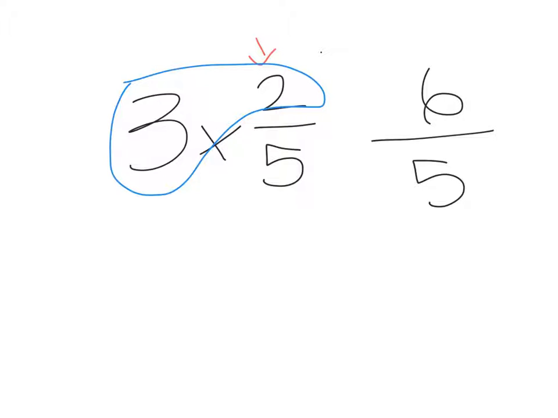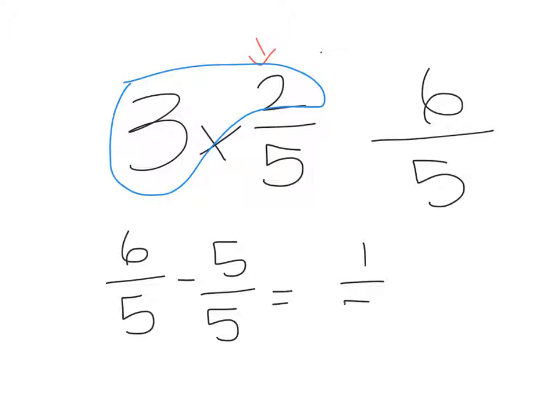Now, last time we did not need to change this improper fraction, or fraction greater than 1, into a mixed number. Today we need to. So we are going to take away a whole from our fraction. We will get 1/5. I'm going to circle a whole to remind myself that I need to add 1 whole in. So 3 times 2/5 equals 1 1/5.